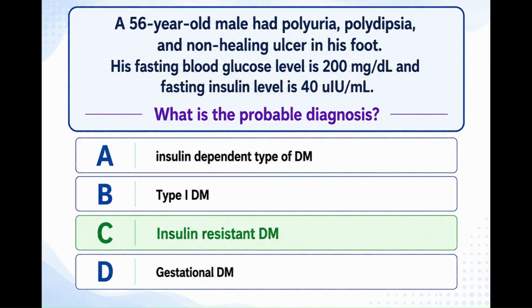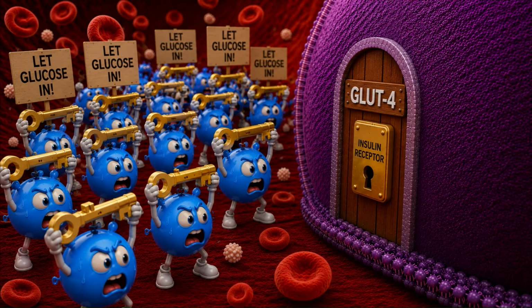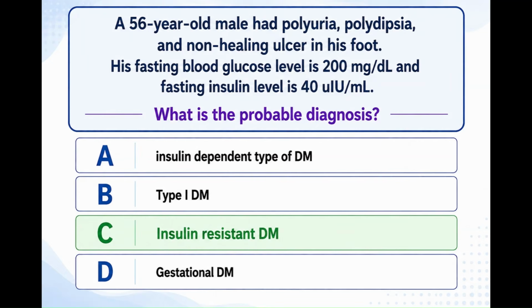It is insulin resistant type of diabetes mellitus. As we have discussed, here we could see that both the plasma glucose level as well as the insulin level are very high, which is observed in type 2 diabetes mellitus, which is otherwise called insulin resistant or insulin independent type.